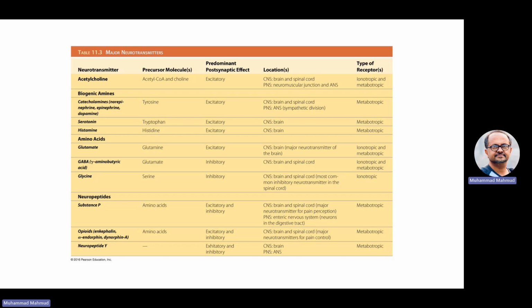Once again, there are four groups of neurotransmitters: acetylcholine, biogenic amines, that is monoamines, amino acids, and neuropeptides. So that is all for this lesson.